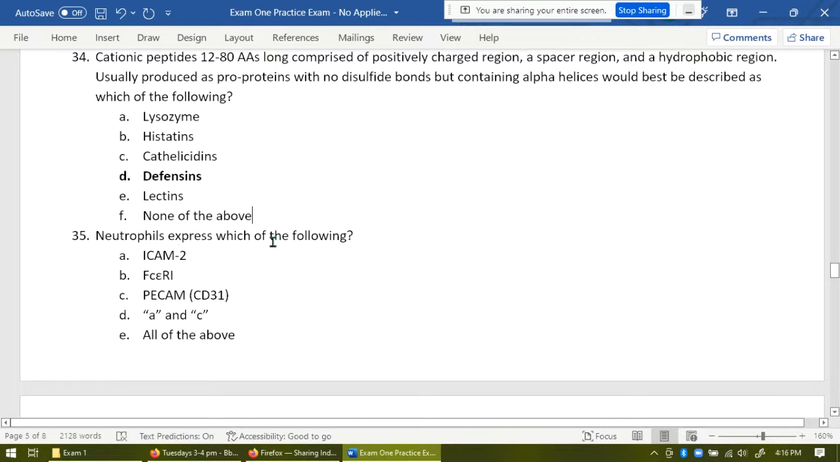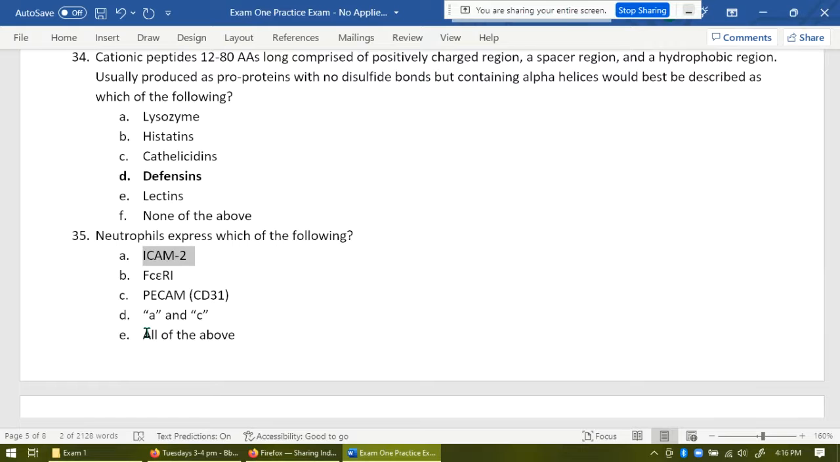Neutrophils express which of the following? ICAM2? Nope. Intercellular adhesion molecule is expressed on endothelium. It's expressed somewhere where you have cells close together, right? Blood cells are more spaced out than the vascular endothelial cells. They're directly linked to one another. So that is not the answer.